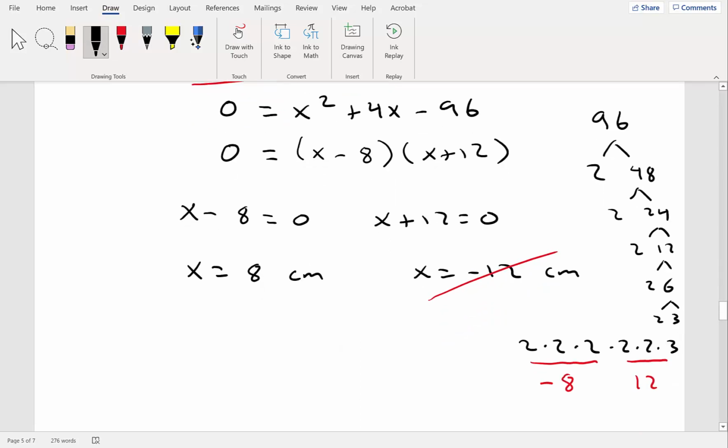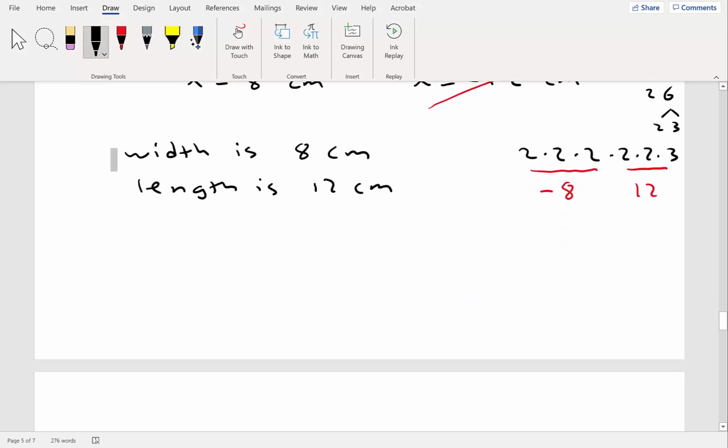So our x, that represented the width. So width is 8 centimeters. And now since our length was 4 centimeters longer, that means our length has to be 12 centimeters. Okay. Let's take a look at another problem.